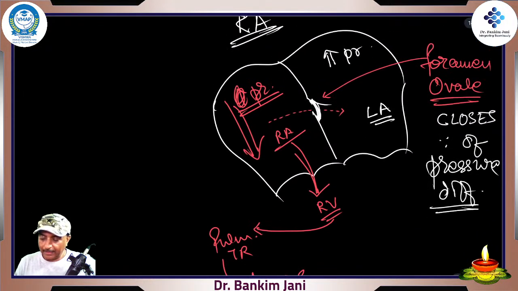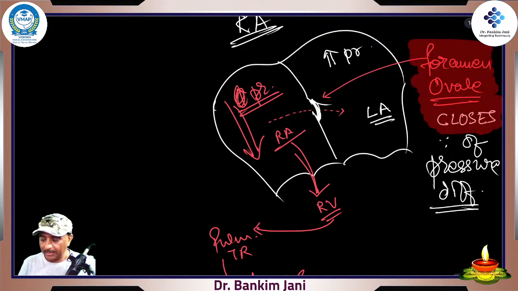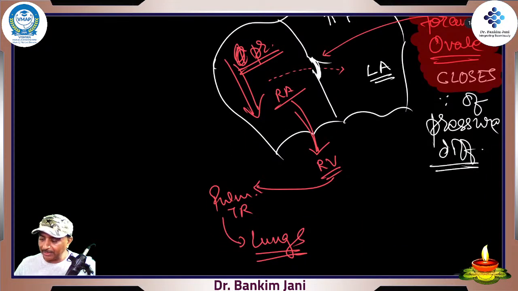So the left atrium pressure is now higher, and the right is lower, so it won't allow flow back. This is the change: the foramen ovale closes, and it remains closed because now the pressure in the right atrium is less as compared to the left atrium. Gradually that flap remains over there and then it fuses.